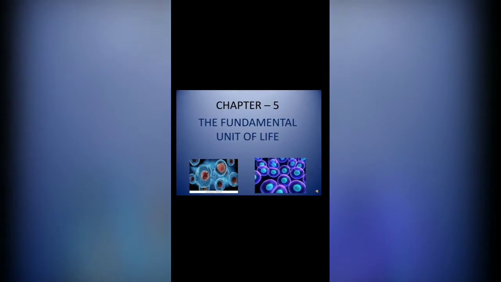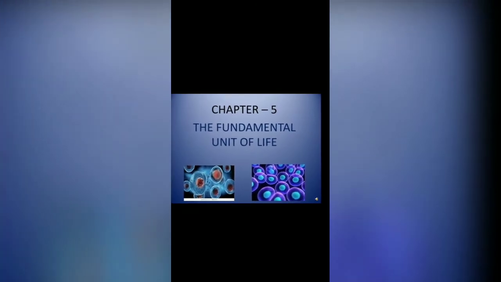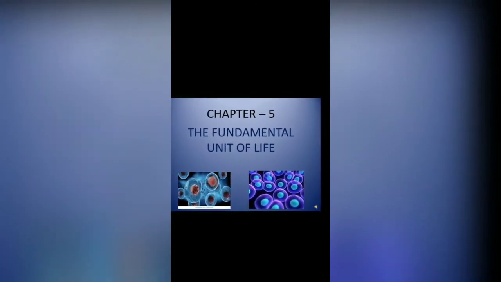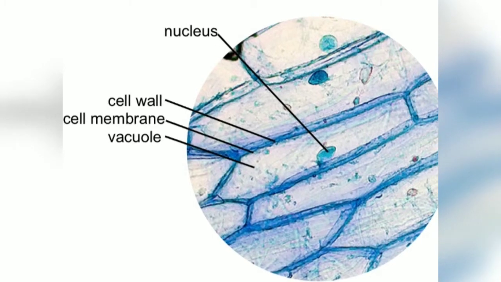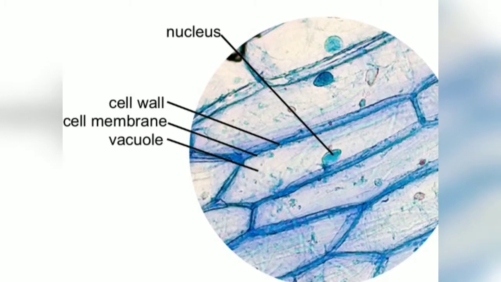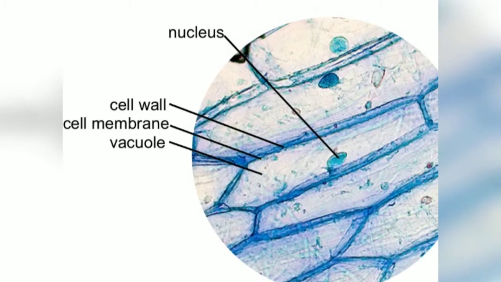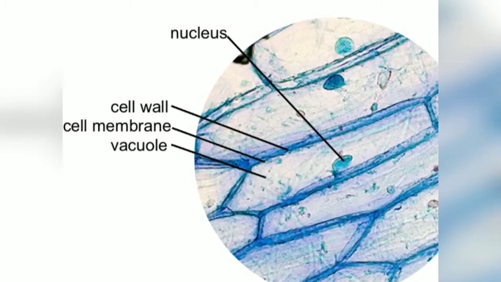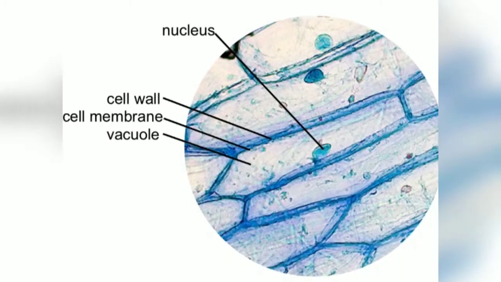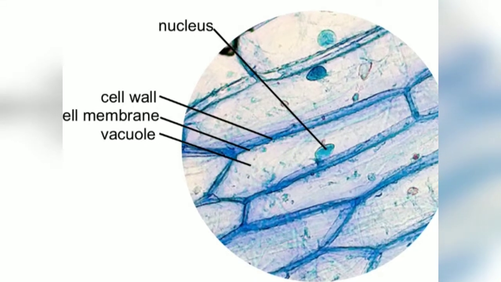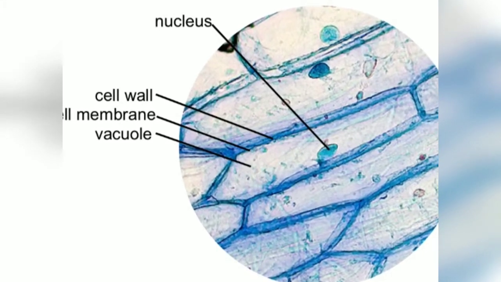Hello everyone. Today we are going to learn Class 9 Science Biology, Chapter 5 The Fundamental Unit of Life, Part 10. Dear students, do you remember we had learned the activity of how plant cells look under the microscope? We learned this activity for onion plant cell.